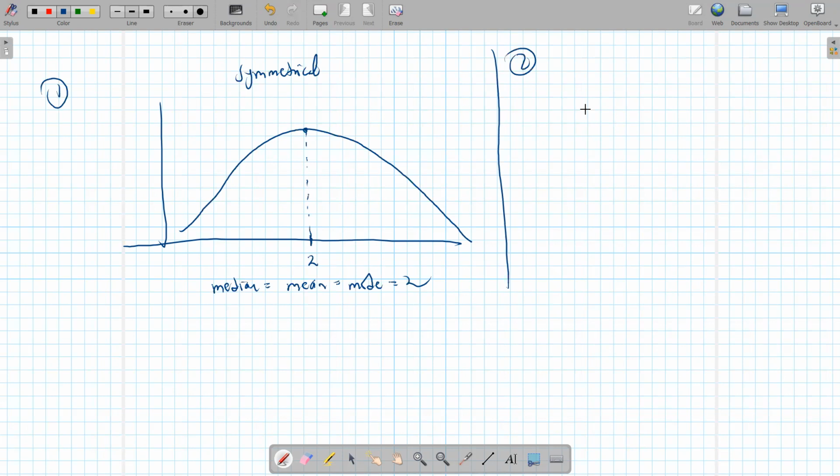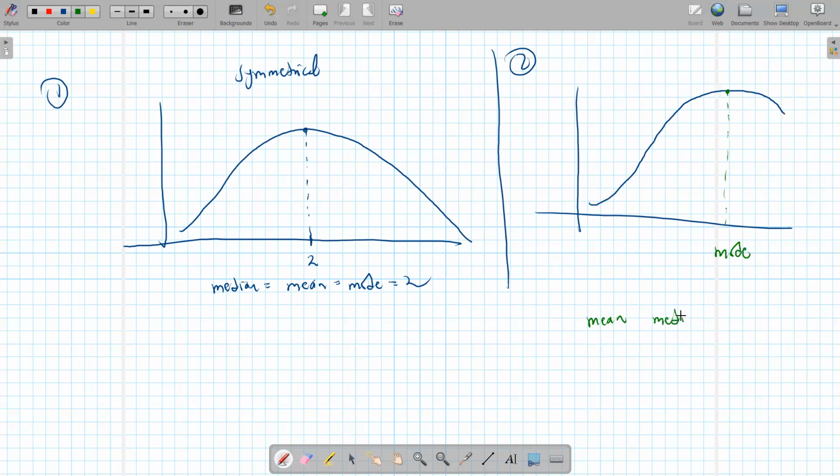Case 2 is something that's skewed to the left like this. I always like to look at the peak, because the peak is where the mode is. This is the peak, this is the mode. And it always goes in this order. It's always going to be mean, median, mode, or it's going to be mode, median, mean. Median is always going to be in the middle.